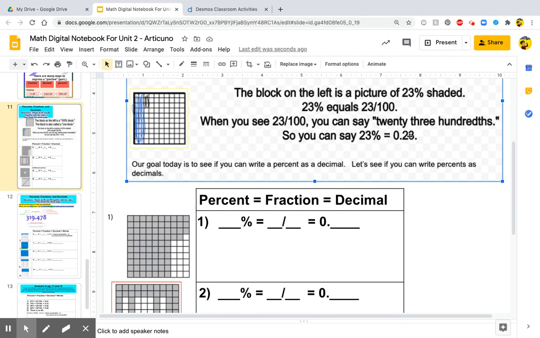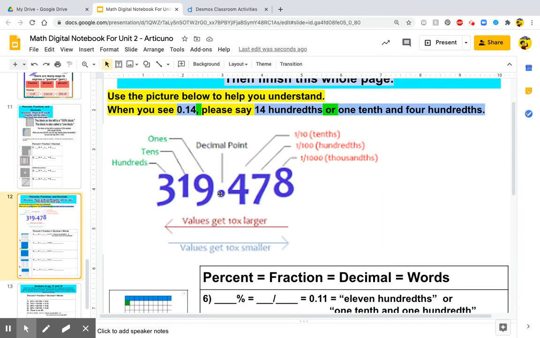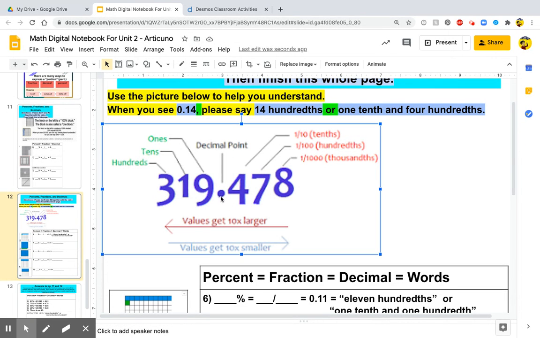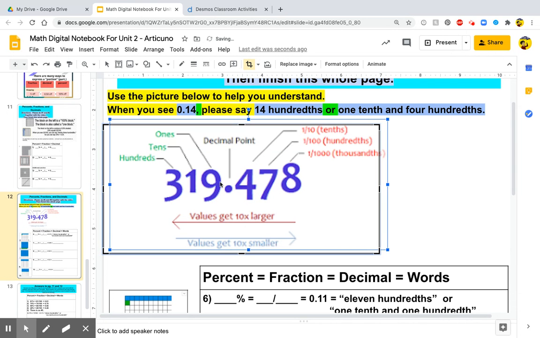Now, why is this called 23 hundredths? Well, you'll notice in the next page that they talk about place value. So I'm hoping that this is something that you learned back in elementary school, where if we go to the right of the decimal point, here's the tens place. This 4 is in the tens place, and this 7 is in the hundreds place. So what we're really looking at over here is 47 hundredths, okay?